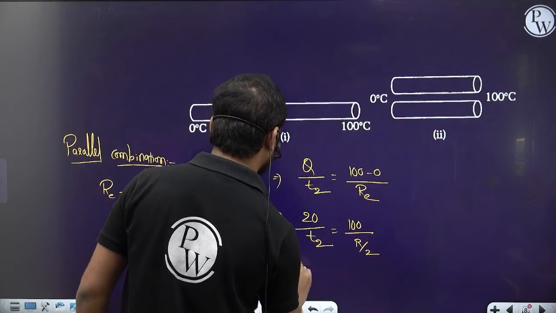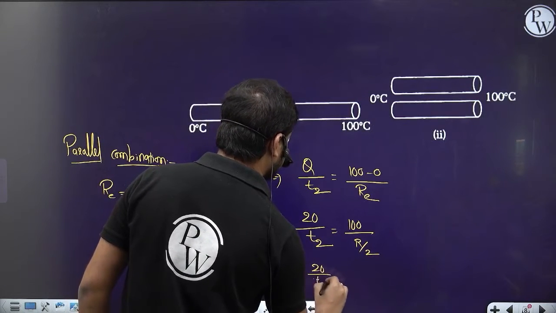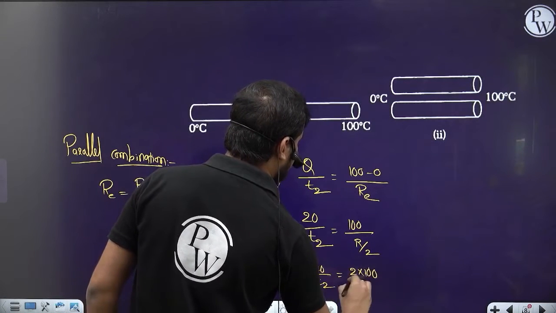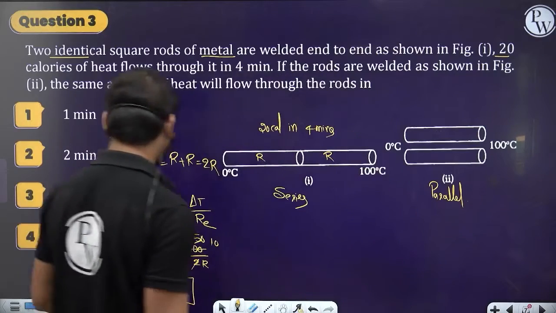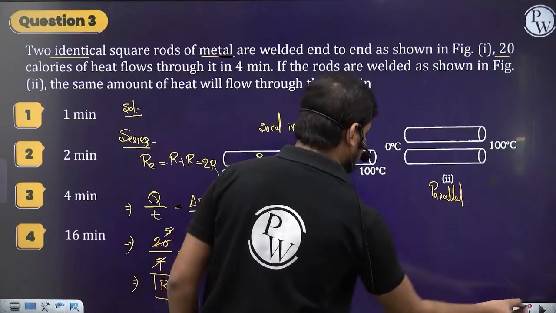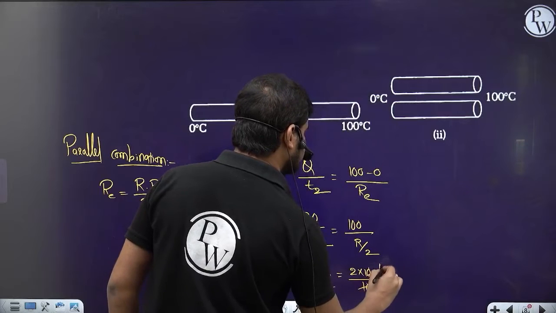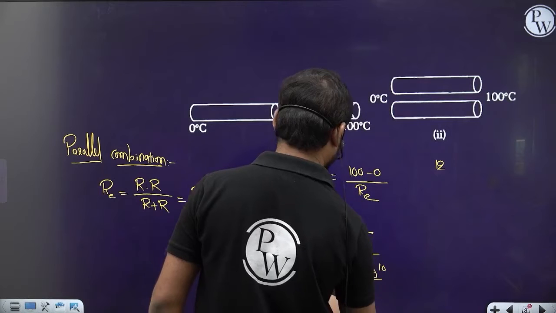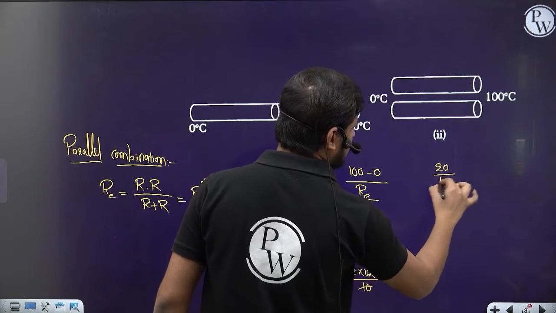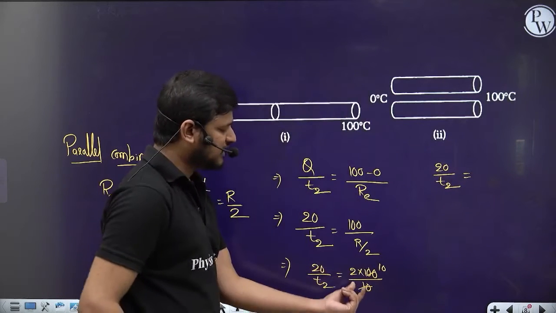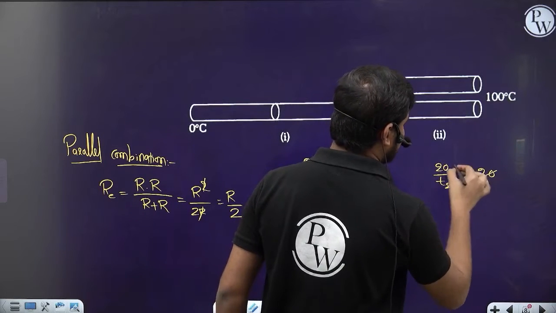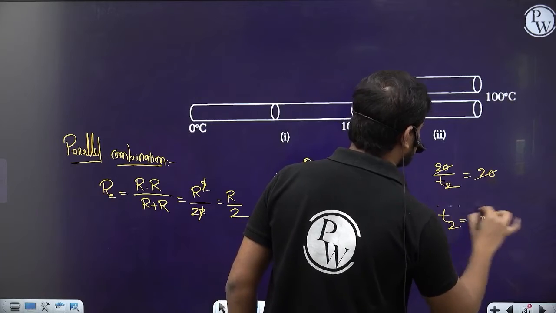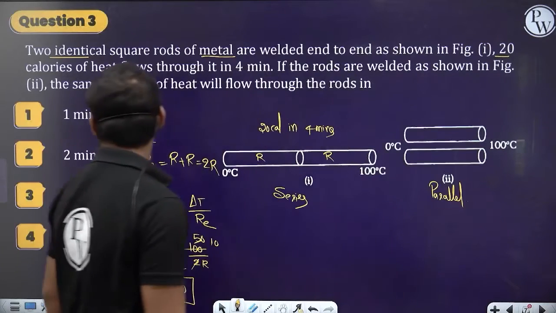So we can write T2 is equal to 2 into 100 by, what is the R value that we got? The R value is 10, right? So 10 into 2, 20. So 20 by T2 is equal to 20, that's it. Here 20 cancels. So T2 is equal to 1 minute.